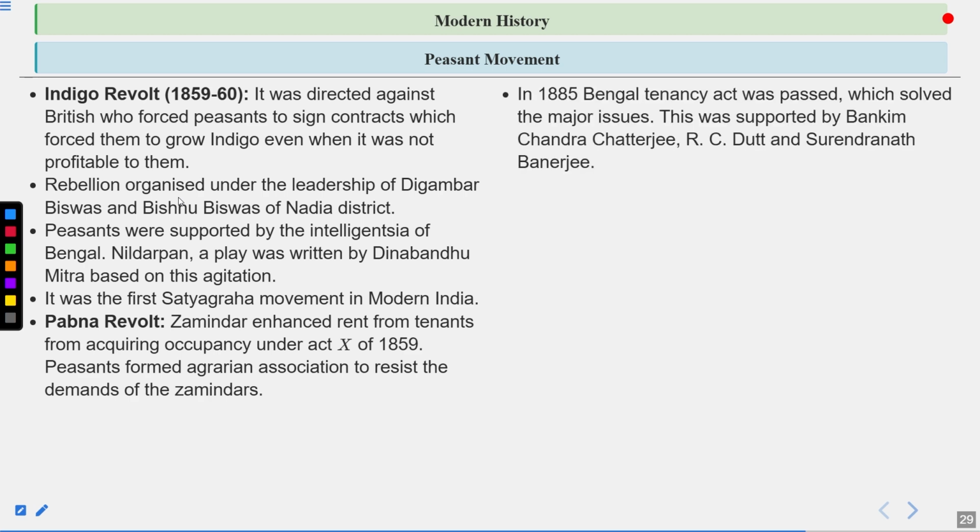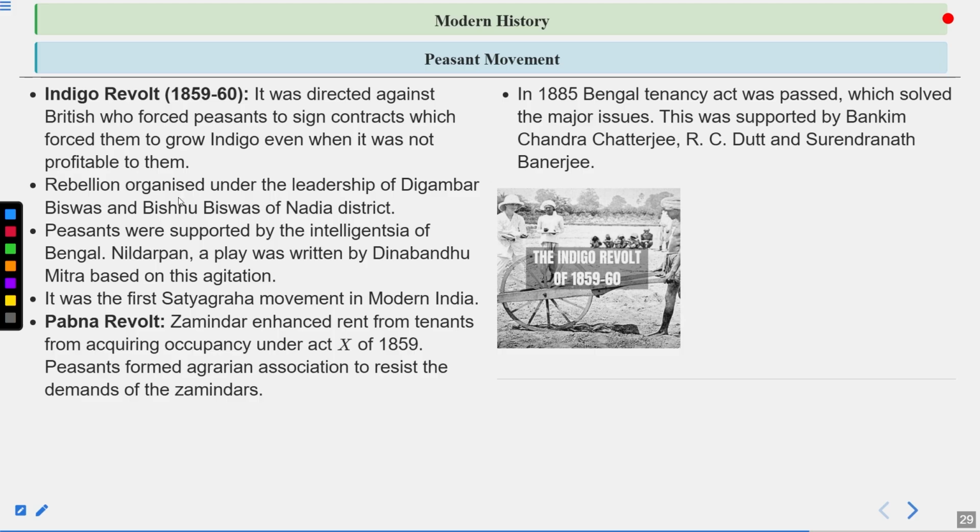In 1885, the Bengal Tenancy Act was passed, which solved the major issues. This was supported by Bankim Chandra Chatterjee, the one who wrote Anand Math, then R.C. Dutt and Surendranath Banerjee. So these are some of the related issues of peasant revolts at that time.